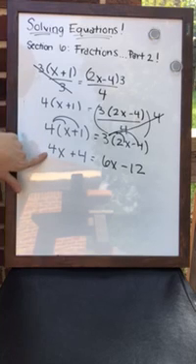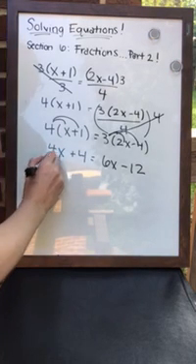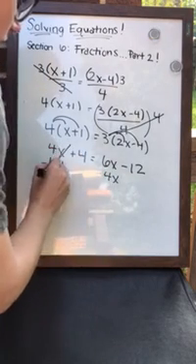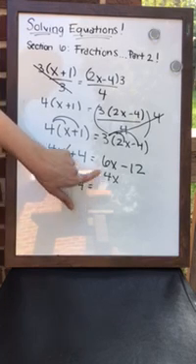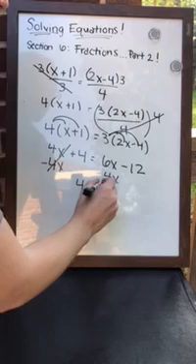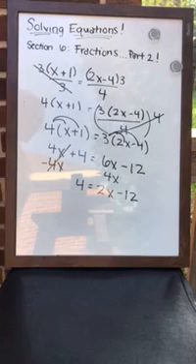I want to move my 4 first, my 4x. Since this is a positive 4x, I'm going to subtract. That cancels, bring down your 4. I'm going to combine the negative 4x with the 6x because they are like terms. 6x minus 4x is 2x. Bring down the minus 12.